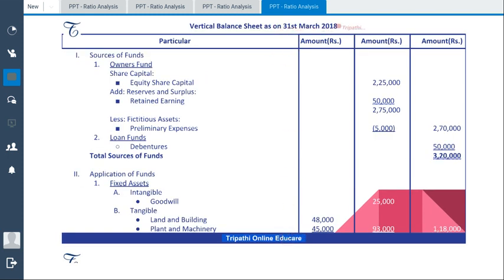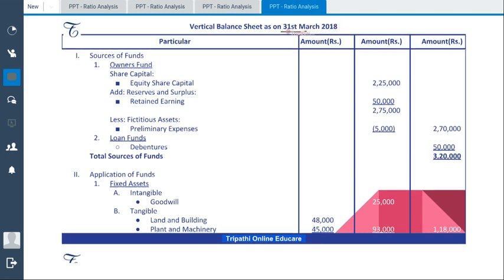So the heading which you will give is vertical balance sheet as on 31st March 2018. Again 4 columns, particular, amount, amount, amount. 3 amount columns and 1 particular column. We will start with sources of fund. Under this we will take owners fund. So in that we have taken share capital, equity share capital 2,25,000.